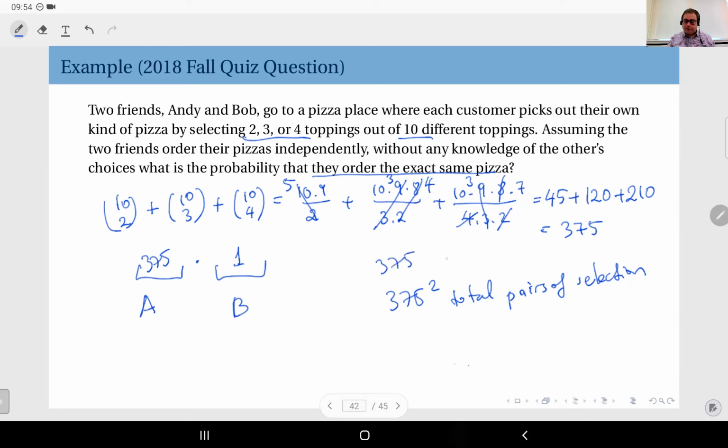So 375 pairs where the two pizzas are the same. Okay, so use Laplace's rule, 375 divided by 375 squared. That gives me the answer as 1 over 375.